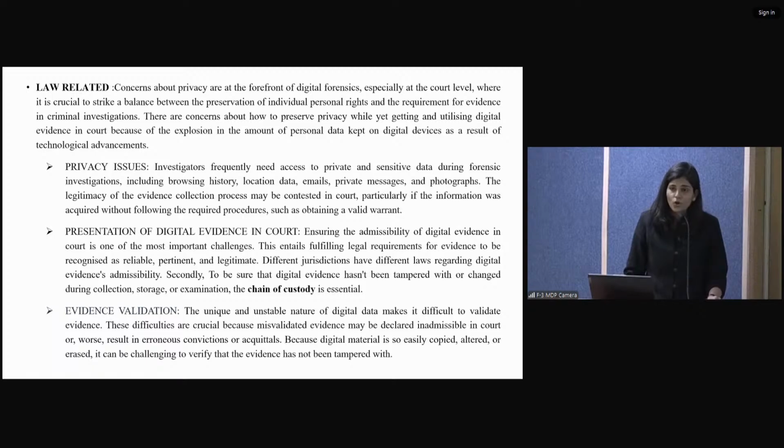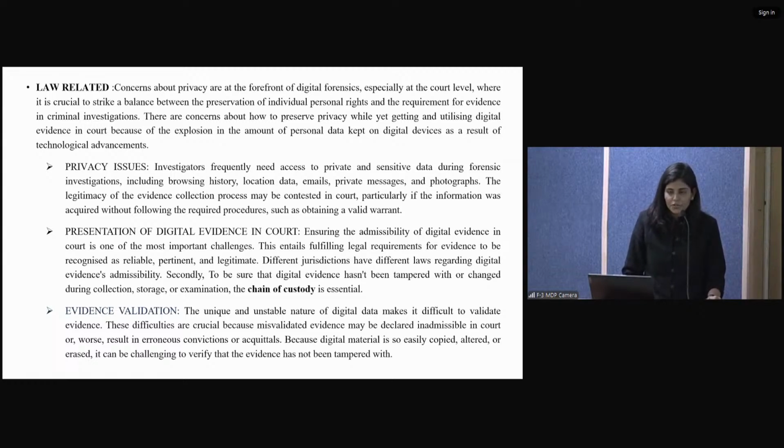The third is law related. So we have privacy issues. That is the first concern. Investigators frequently need access to private and sensitive data during forensic investigations, including browsing histories, and therefore the privacy of an individual is being challenged.